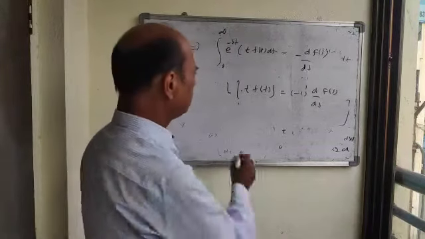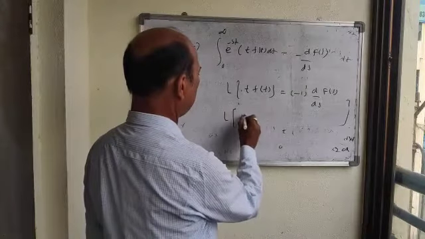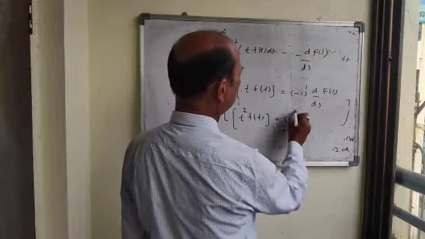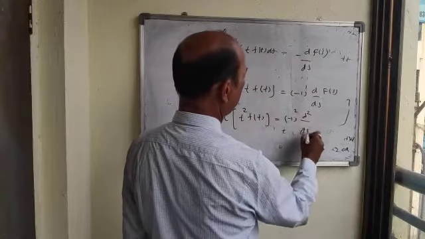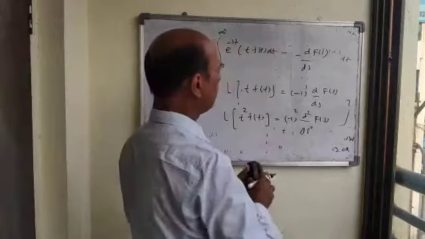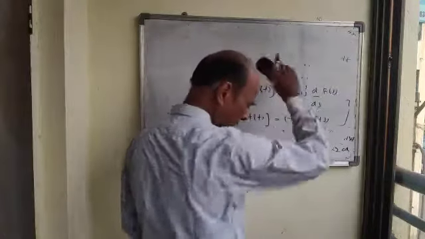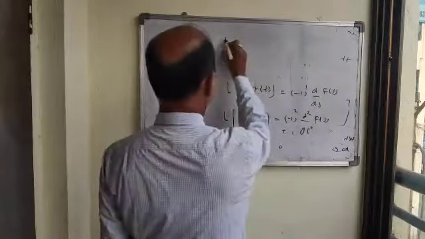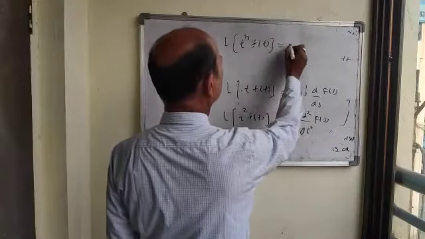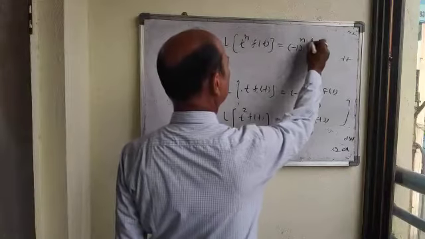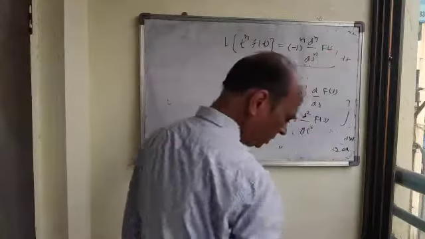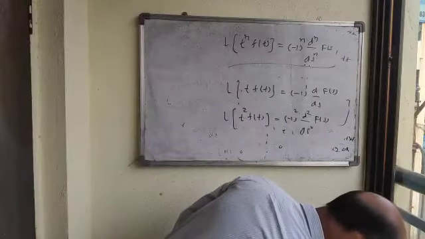We can find this result, that is L of, suppose we take t square f of t. So that will be minus 1 whole square d2/ds2 of F of s. And in this way for 3, 4 and so on, and therefore in general we can write this result, that is L of t to the power n f of t is equal to minus 1 to the power n dn/dsn of F of s. So this is a very important result.